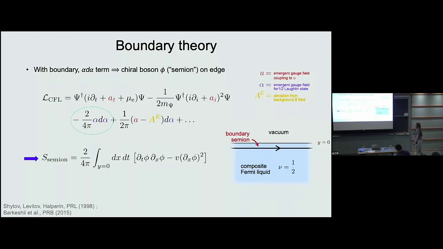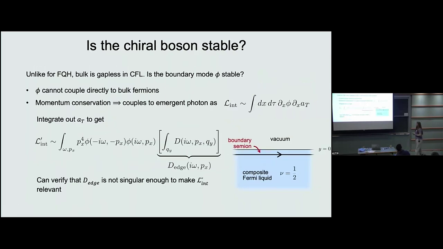But before, when we were talking about these incompressible fractional quantum Hall states, you didn't need to worry about anything in the bulk messing up the existence of the edge mode, because there wasn't anything in the bulk. Obviously now in the bulk we have a Fermi sea. And so is this boundary mode phi stable?